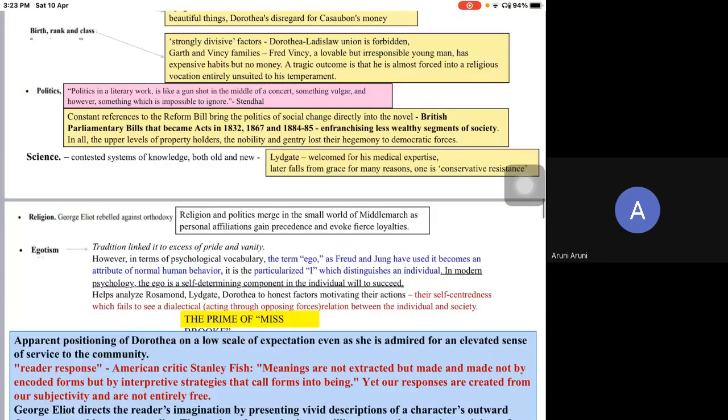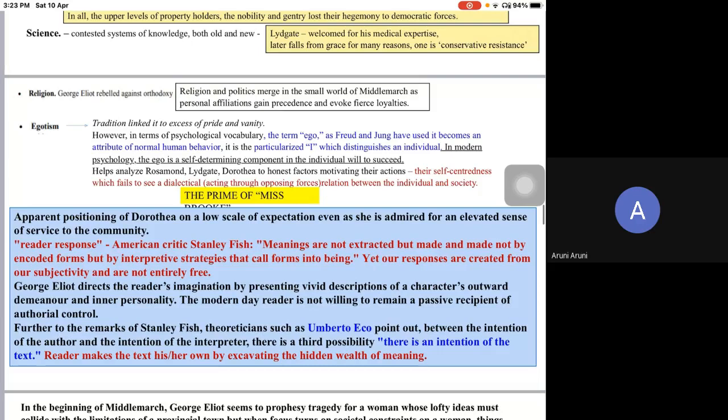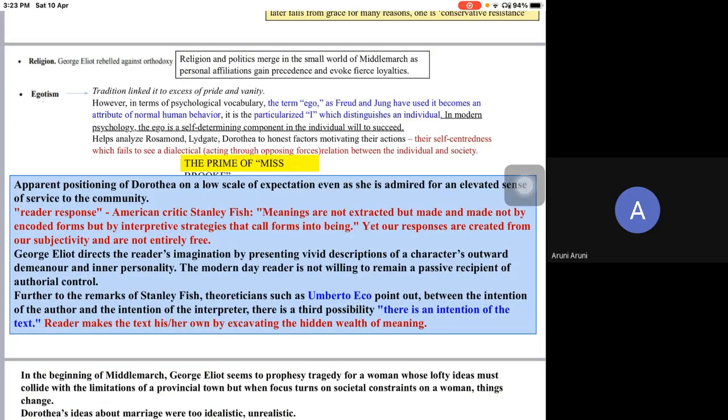Then some other themes in Middlemarch, the theme of religion. George Eliot rebelled against orthodoxy, right? We read earlier how she refused to go to church. Religion and politics merge in the small world of Middlemarch as personal affiliations gain precedence and evoke fierce loyalties. Then egotism. Tradition linked it to excess of pride and vanity. Egotism comes from too much pride and vanity, a sense of self, right?